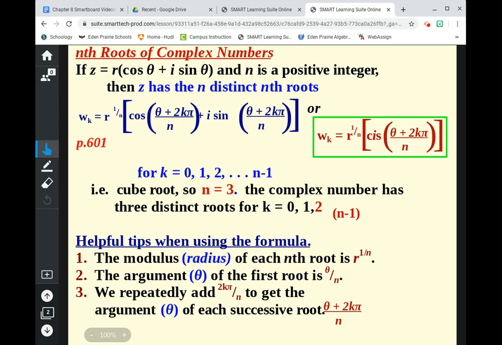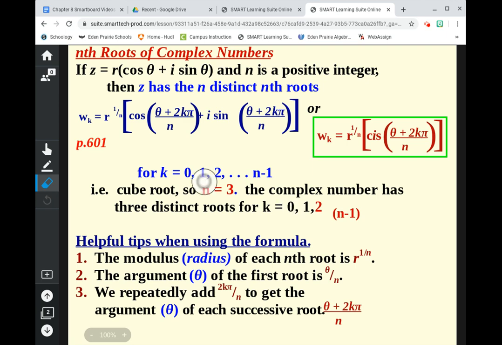Now, if k equals 0, 1, 2, all the way through n minus 1, i.e. if you have the cube root, so n equals 3, the complex number has 3 distinct roots, for k equals 0, 1, and 2. You guys actually have to think about that. If it's the third root or cube root, the 3 distinct roots are actually 0, 1, and 2. Not to be confused with before, when students thought that it was 1, 2, and 3. You have to include 0.